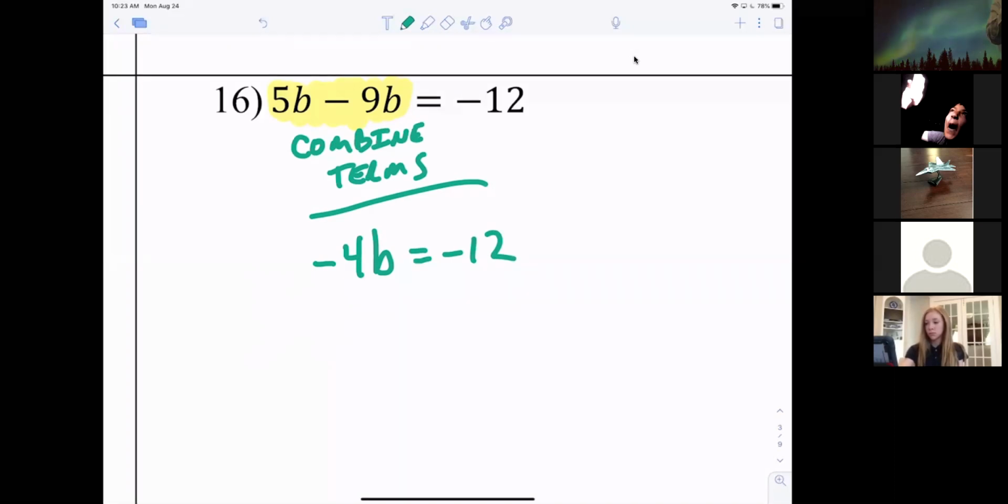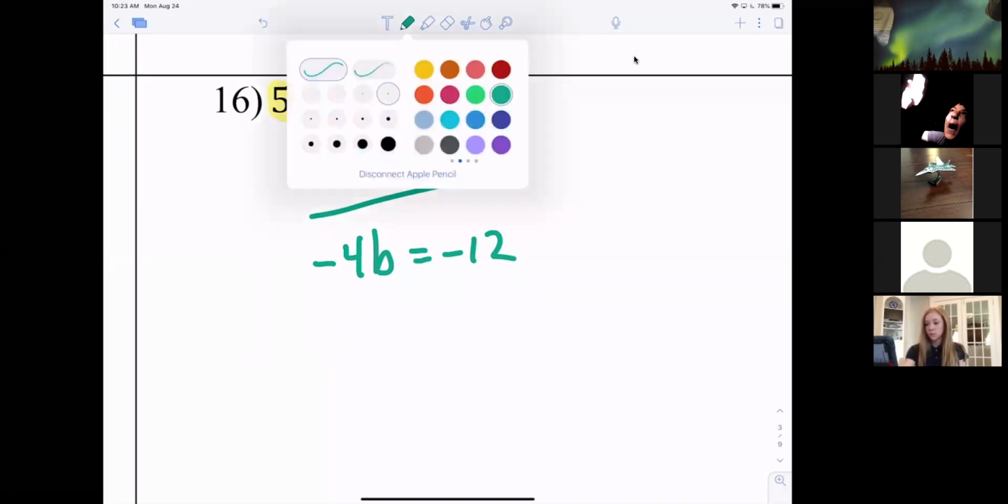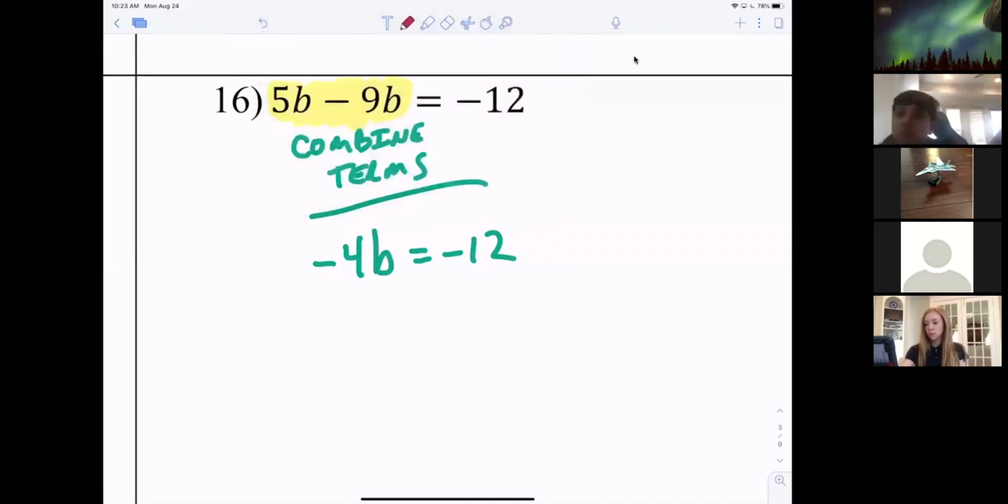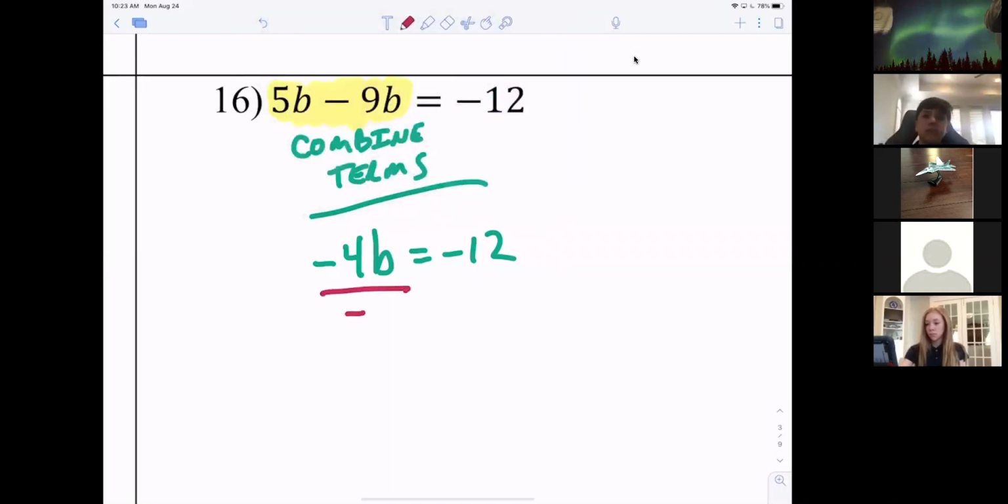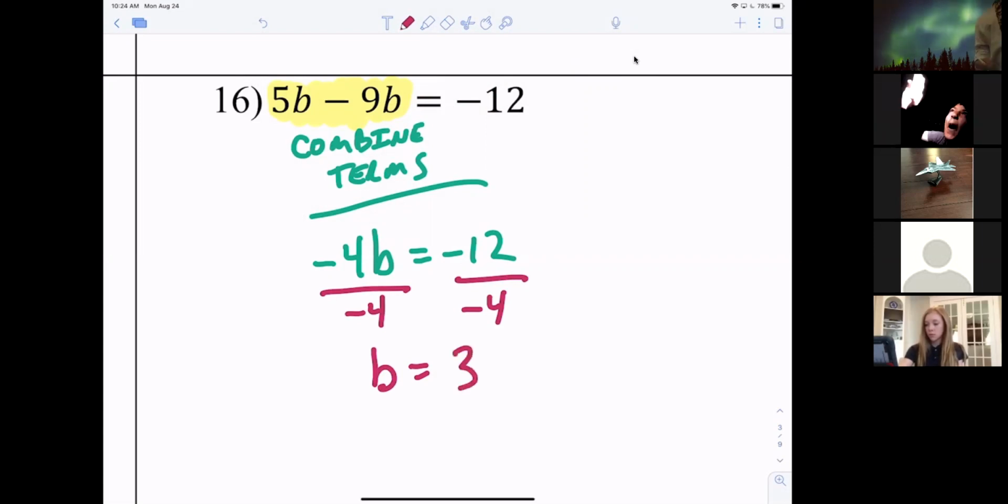Do we add? What is this right here? Yes, divide by negative 4. So now tell me b equals what? Negative divided by negative. Yes, positive 3. All right, Davis, you're up.